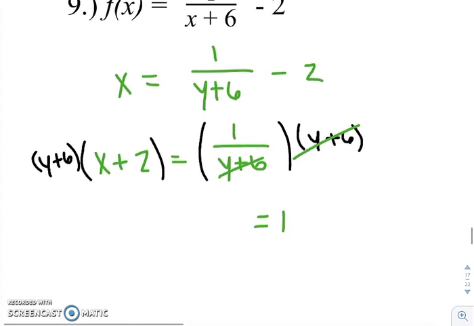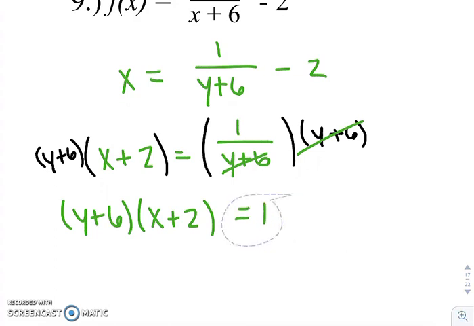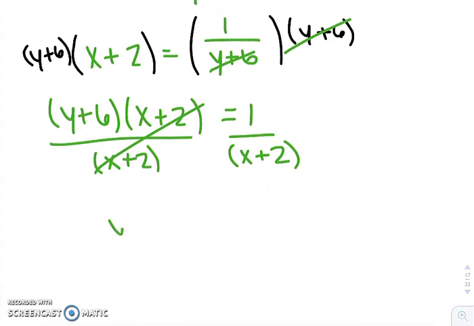And on that left-hand side, for right now, we're just going to leave it as y plus 6 times x plus 2. Because if we distribute that in, we would end up with 2 y's, and right now we only have 1, so that makes our situation worse. So if these two things are being multiplied together, y plus 6 and x plus 2, we can actually just divide by that entire factor, x plus 2, to move it off that left-hand side, leaving us with y plus 6 now equal to 1 over x plus 2.